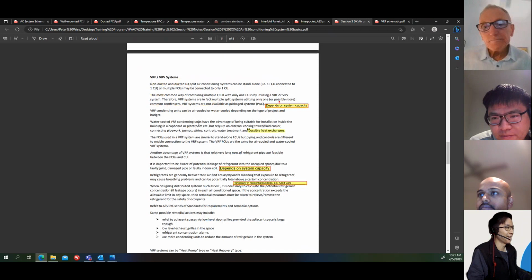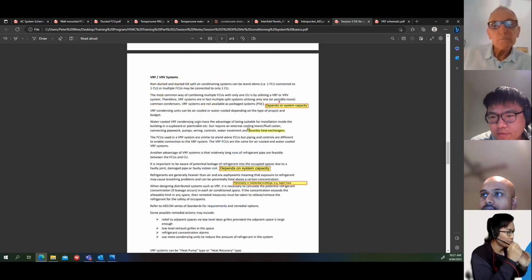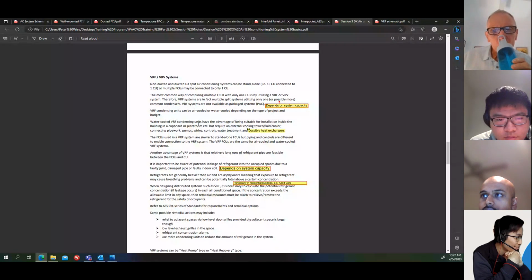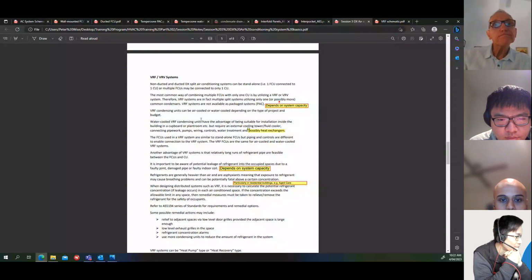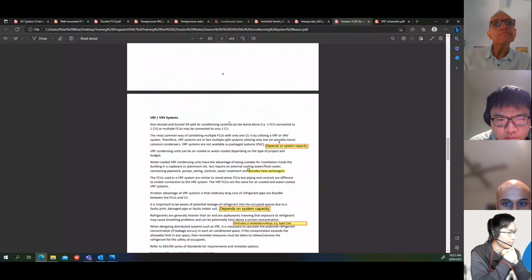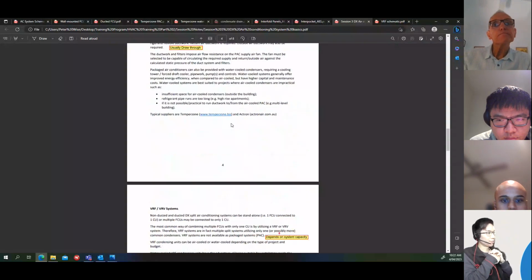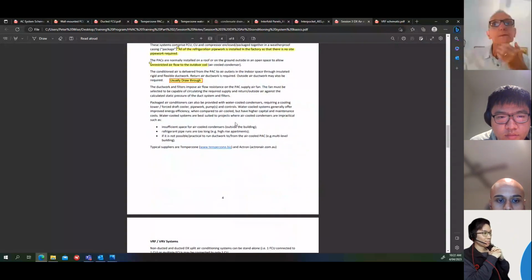I had a VRF question. Sorry. So you wrote down that the water-cooled systems are advantageous because you might have a situation where there's not enough space for air-cooled condensers outside the building. But if you don't have space for air-cooled condensers on the outside of the building, why would you have space for cooling towers instead?